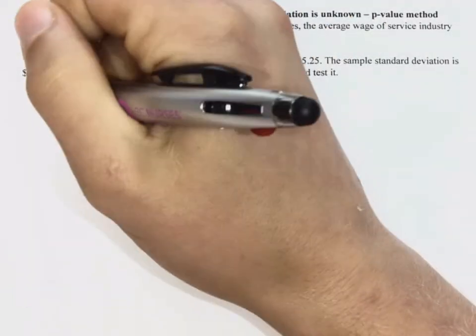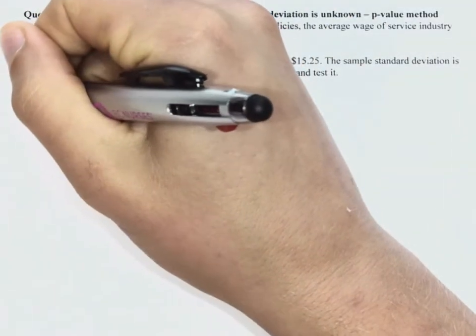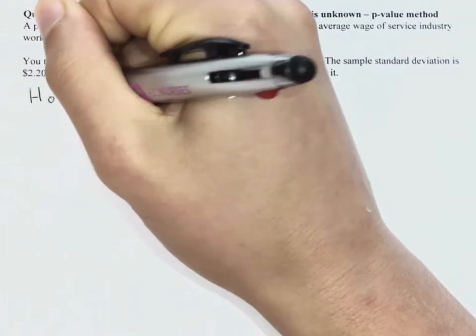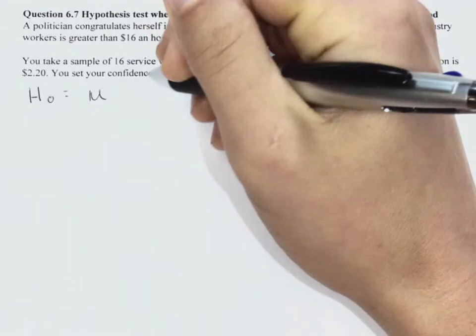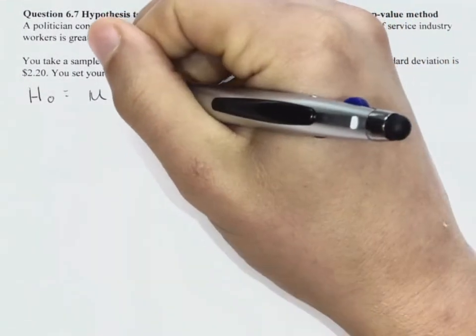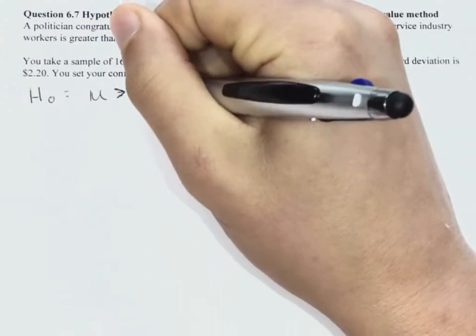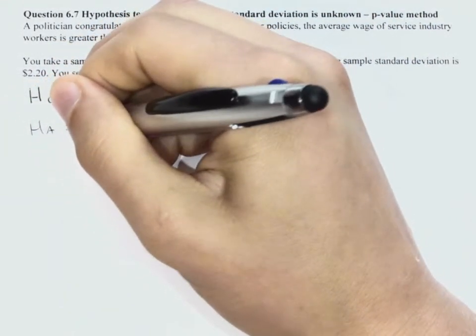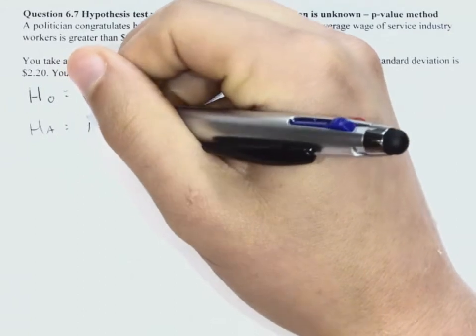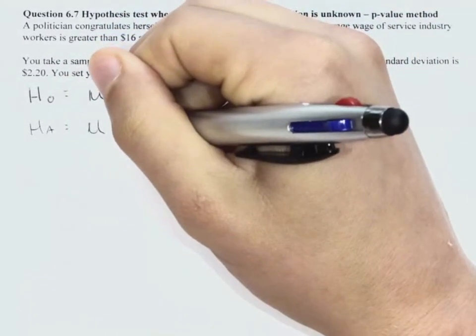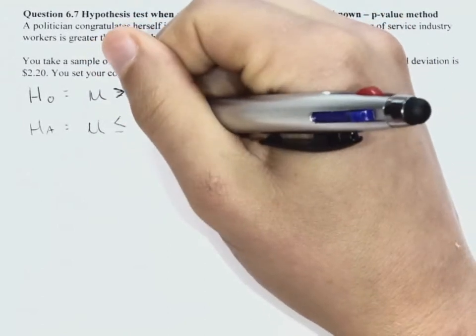Now the politician has set the null hypothesis with her claim, that the average service industry wage is greater than, so we can go greater than or equal to 16. And our alternative is the opposite. So we will test less than 16.